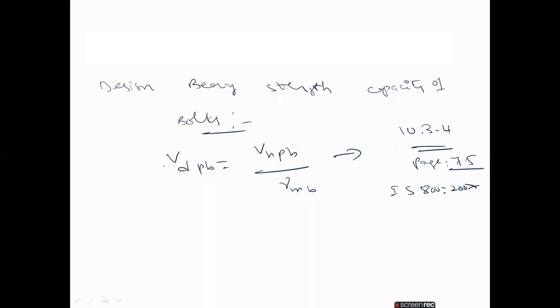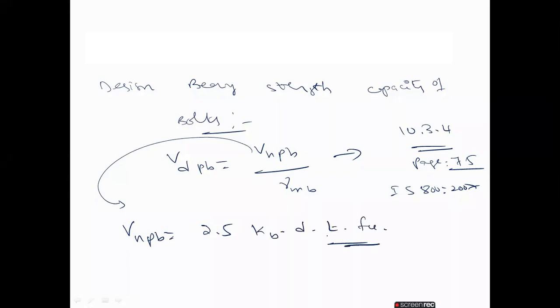Okay. So now what is the formula for the V_npb? That is 2.5 into k_b into d into t into f_u. Now here, if you adopt the edge distance and also the pitch distance, the unknown value here is the k_b, which we will calculate now. Okay, before that, adopt the pitch distance. How will we calculate this pitch distance? P equal to 2.5 into the diameter of the bolt.